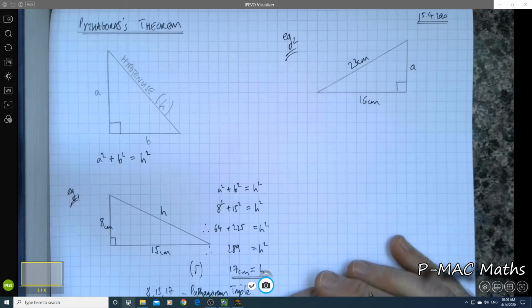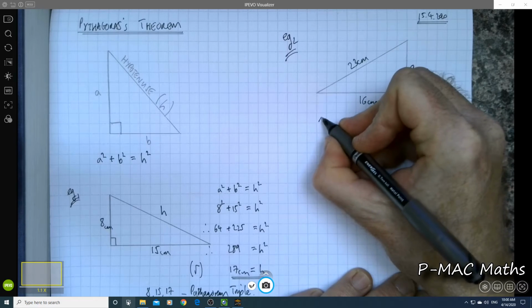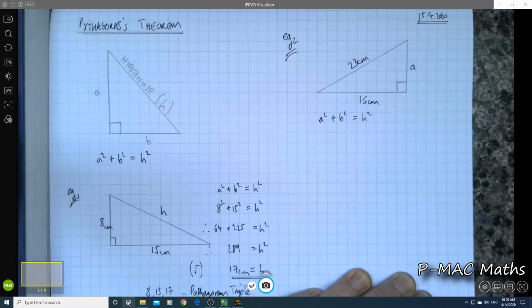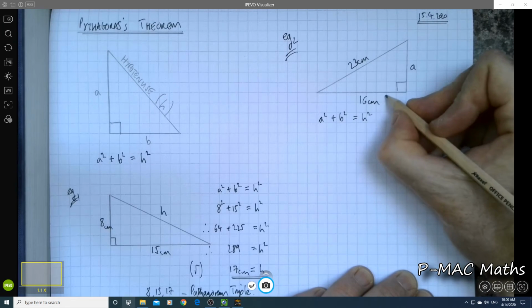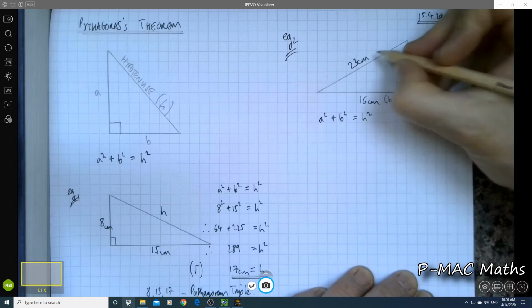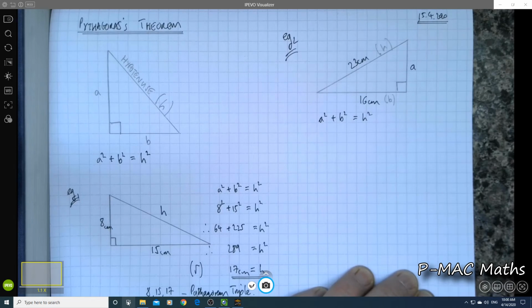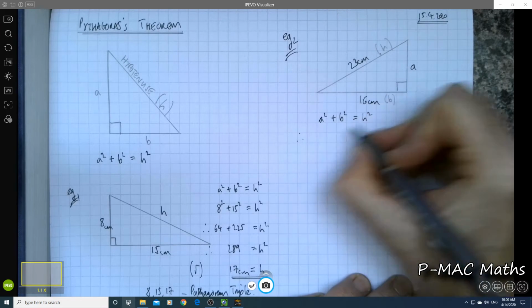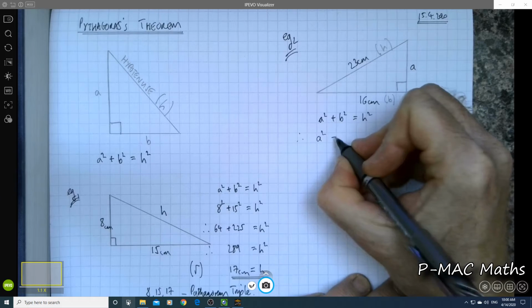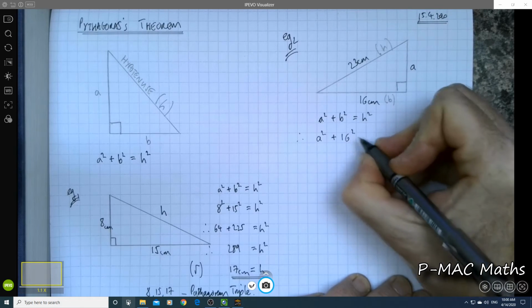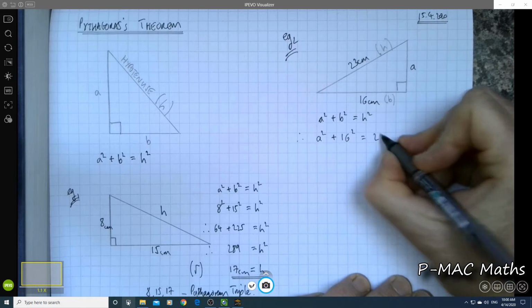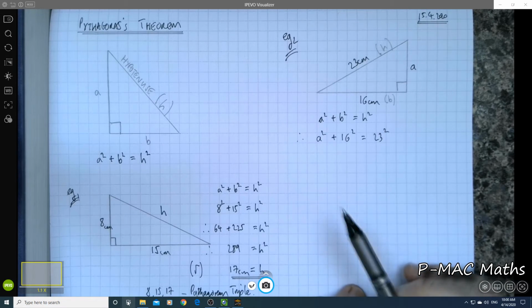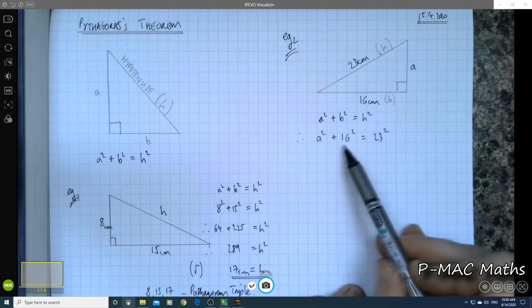But the way you start the question is still the same. Quote the formula. A squared plus b squared equals h squared. And if it helps you, on the diagram you can label that this side is b and this side is h. Let's substitute our numbers in. A squared, we don't know that one. B squared is 16 squared, and h squared is 23 squared. And note this time the information that we don't know is in this bit of the formula.